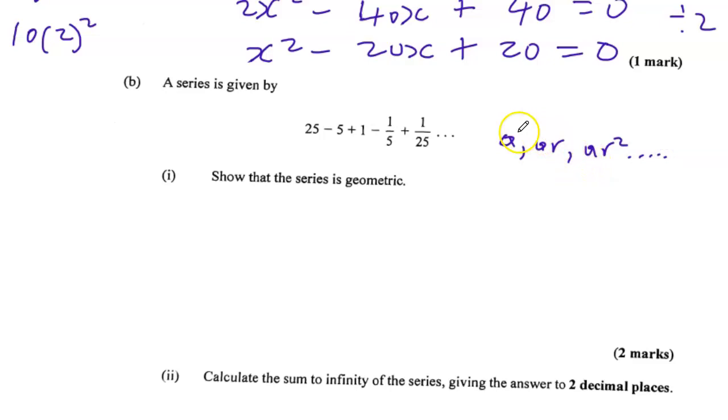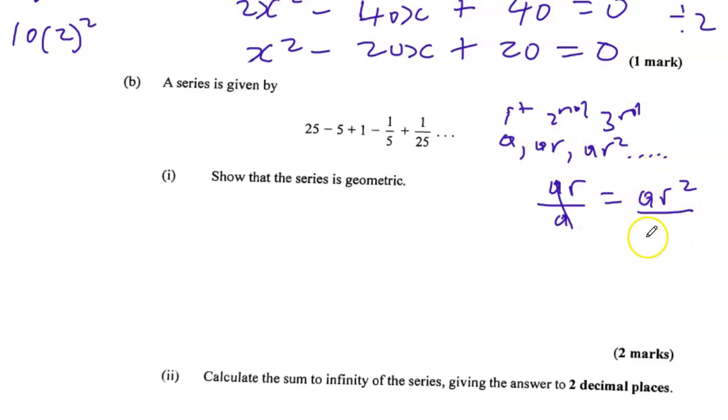To prove this is geometric, notice that with a geometric series, if I divide the second term by the first term, I'll get r. And if I divide the third term by the term before it, the preceding term, I still get r. So a over a, and r into r squared, give me r.